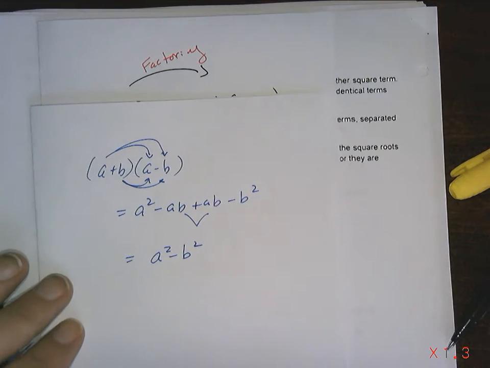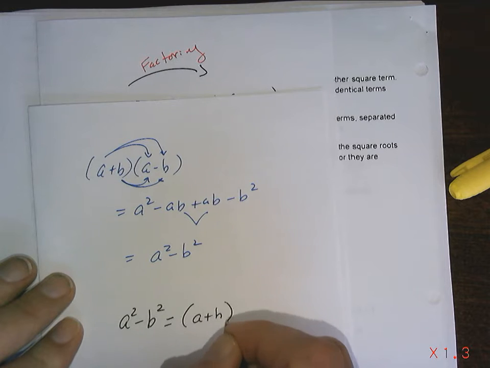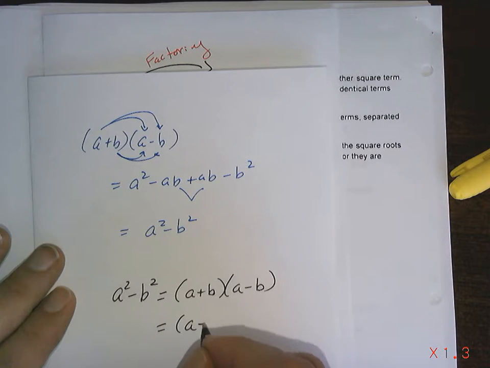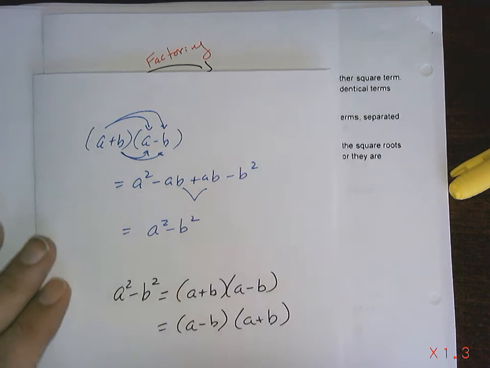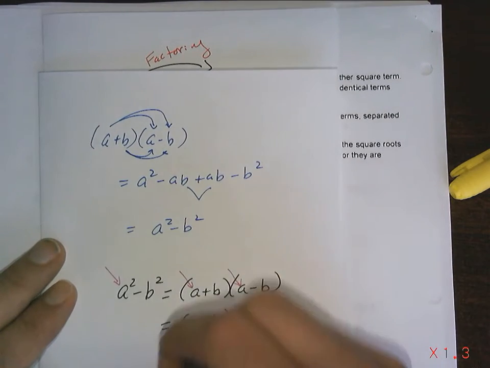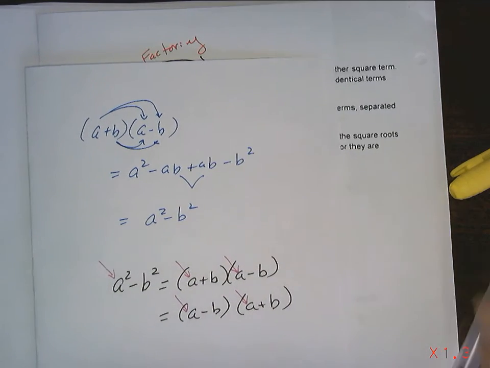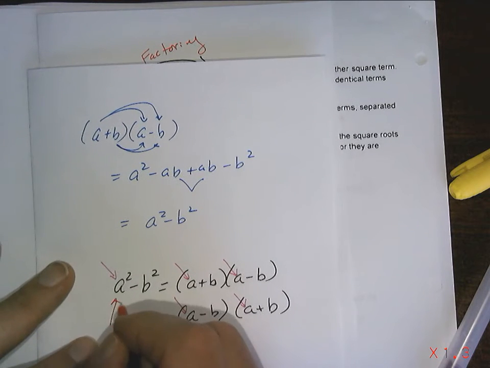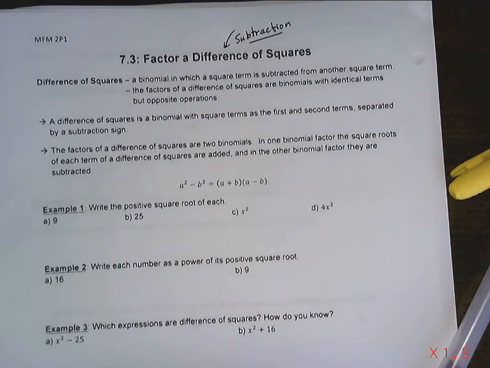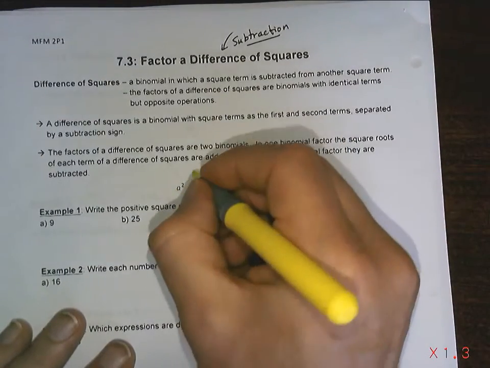So once again, I am proving to you that if I have this, it is the same as that, or the same as that. Your choice. But whatever comes first here comes first here. And that is a difference of squares factoring. These terms need to be squares, and it needs to be subtracting. So, I've basically gone over everything that's written here, except with my own words. You can read through that if you want.